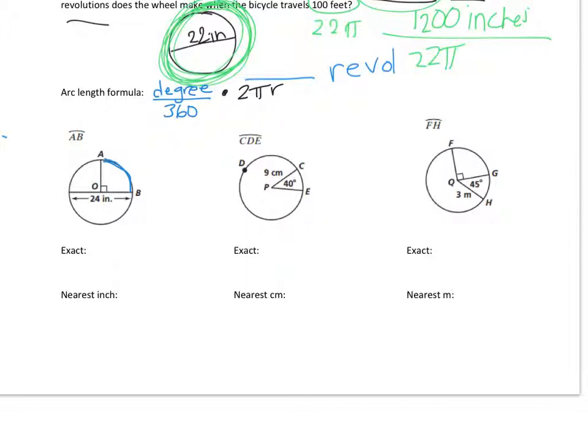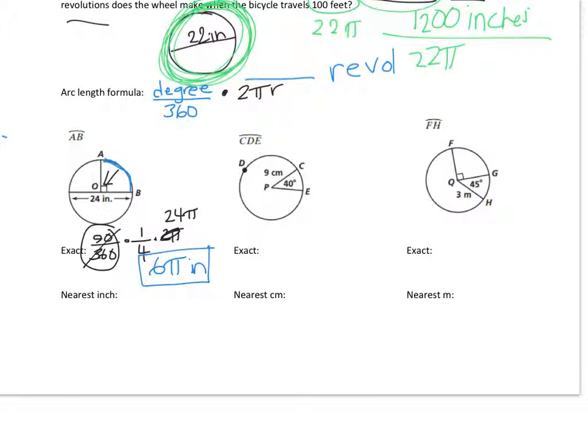So for arc AB, we're talking about a 90-degree central angle. So you're going to do 90 over 360, and then multiply it by the circumference. So think about this blue part as basically being 1/4 of the circumference. This fraction reduces to 1/4. So it's 1/4 times, and then our diameter is 24, so it's 24 pi. So the exact is 6 pi, and my units are inches.